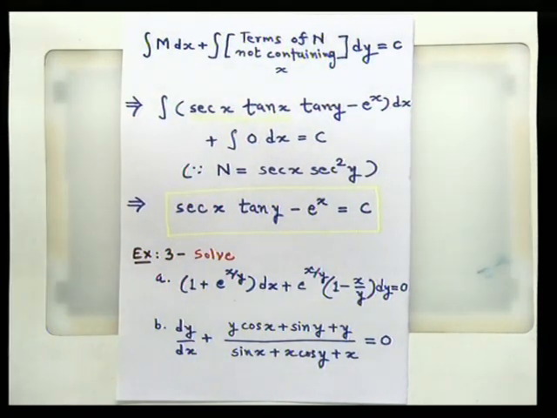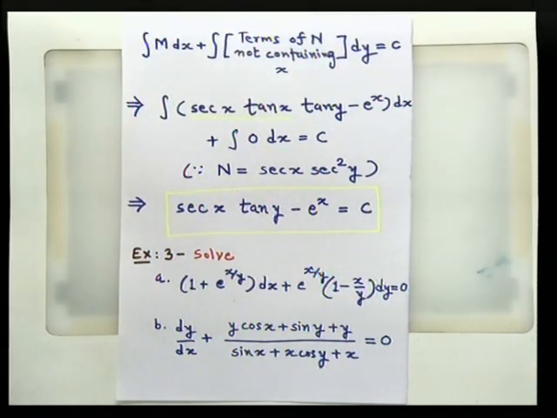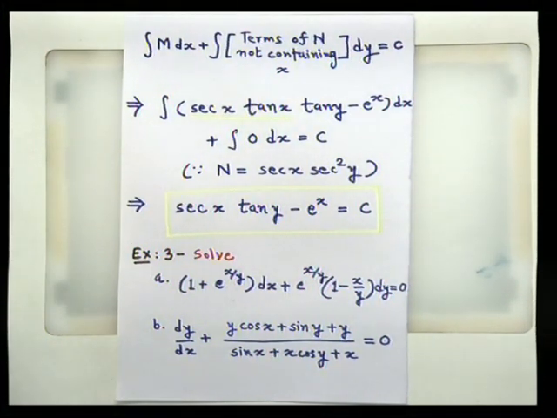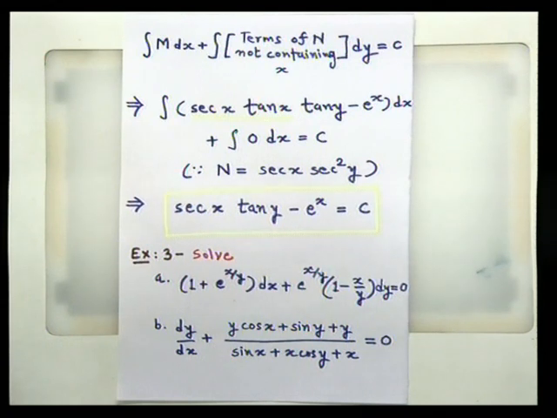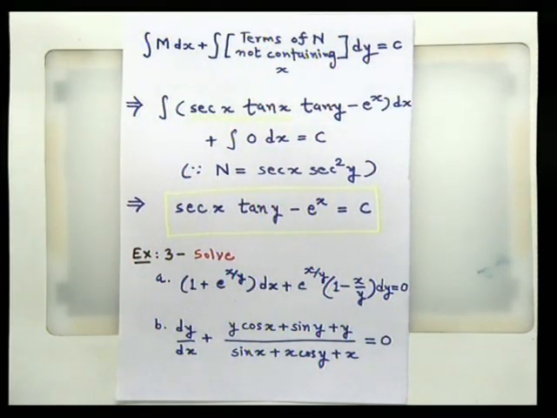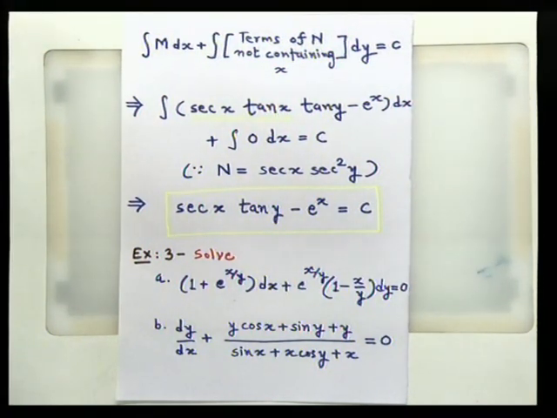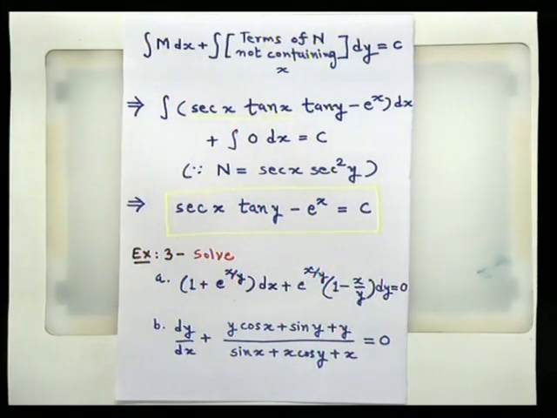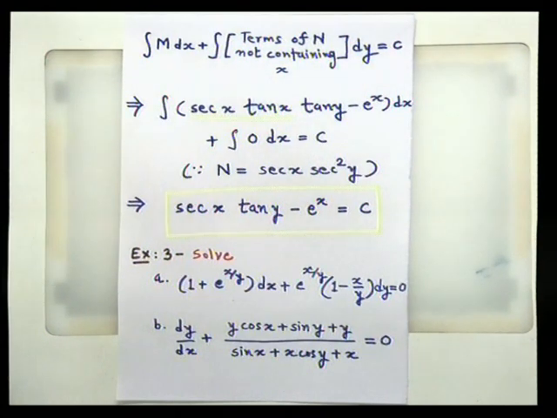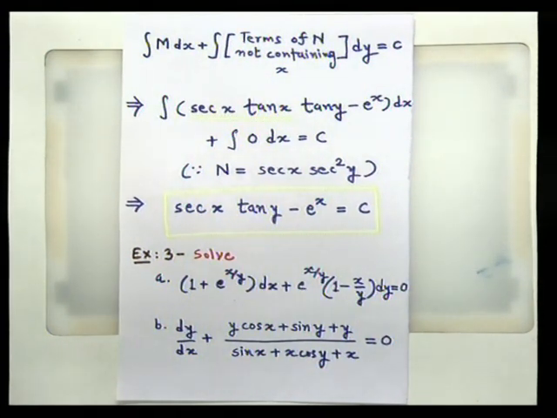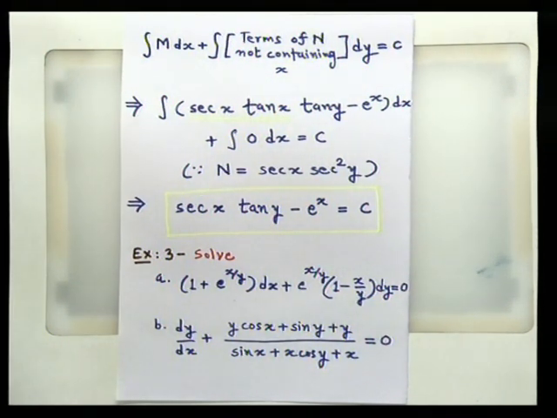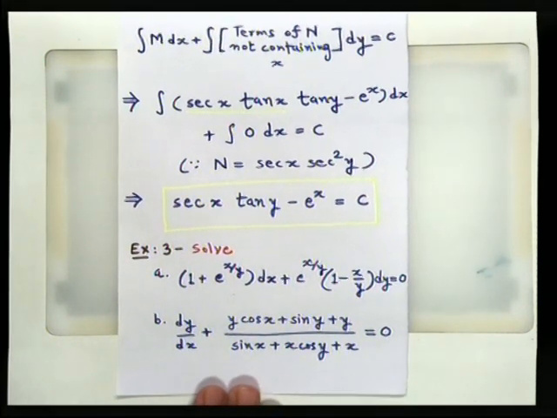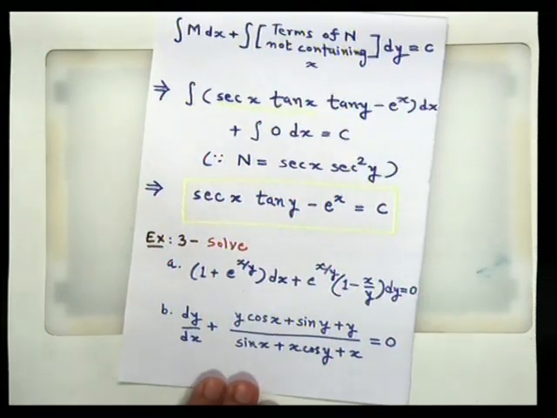The last term is the terms of n not containing x. If we recall the expression of n, it is sec x into sec square y. The single term is there in n and it is not free from x, and so there is no term. So we consider that term as 0. The term of n not containing x is 0, and so its integration is 0, and so the solution becomes sec x tan y minus e raised to x is equal to c.